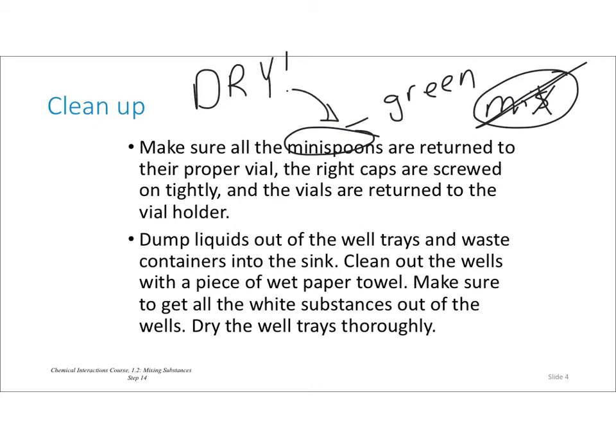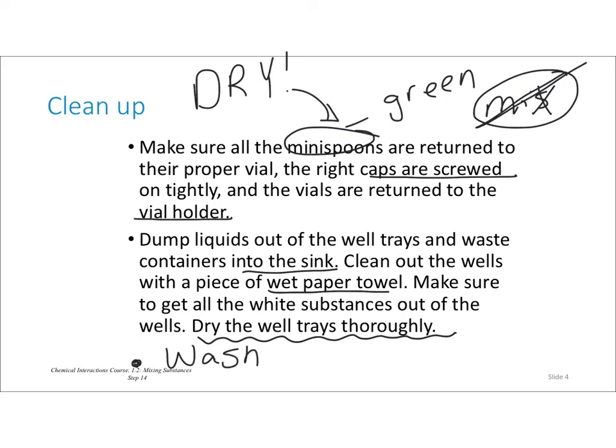But at the end of class, each of the vials should have the mini spoons returned to the vials. The caps are screwed tight and they're put back in the vial holder. You will have a tray that is full of waste containers. You will go to the sink and clean them out with a wet paper towel, making sure to get all the white substances out. Your fingertips are just the perfect size for scrubbing out each of those wells. Then you will lay the wells out to dry on the mat. At this time, we will also add that you need to wash your hands with soap.